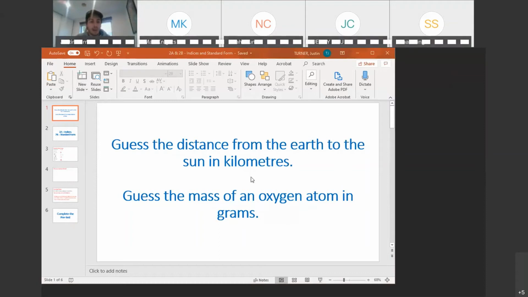But just have a think about, just have a guess of what you think the distance from the Earth to the Sun is in kilometers, and also guess the mass of an oxygen atom in grams. You don't have to write it down anywhere. Just take a second to think about what you might think those answers will be, and we'll come back to them in a moment.